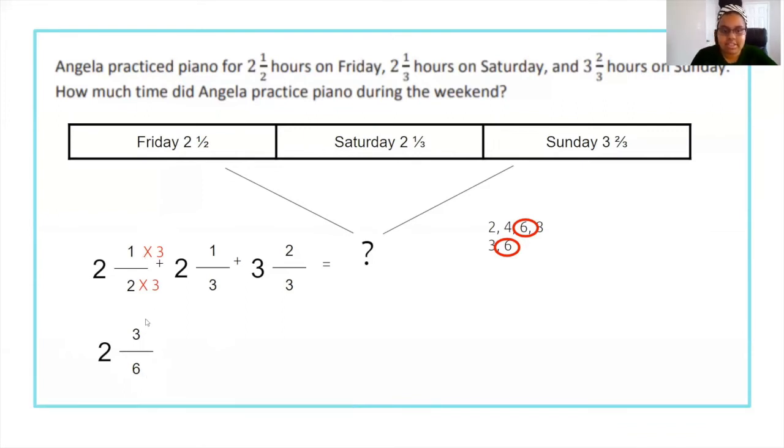All right, moving on to the next fraction. I want to now take this denominator and make it so that it is 6.